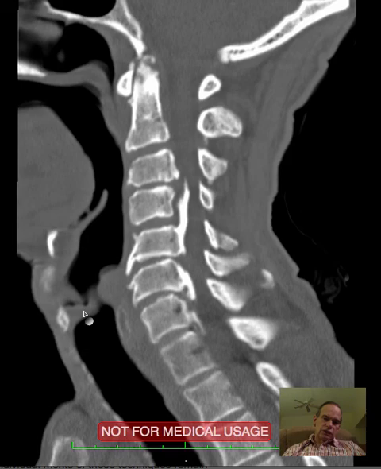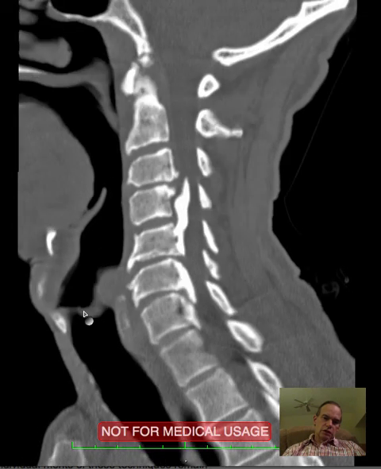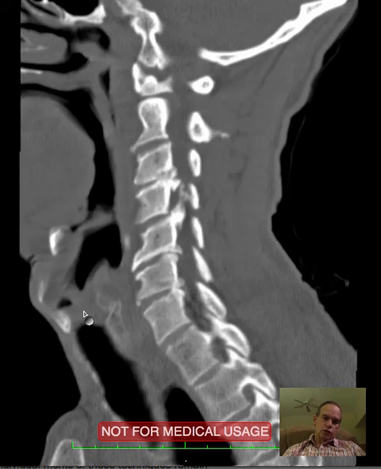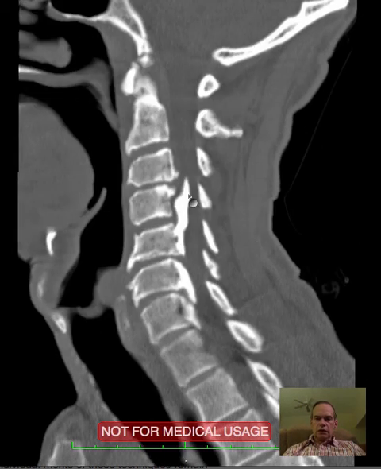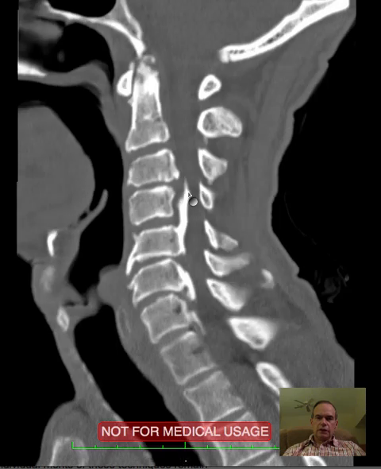And this soft tissue at this level reflects the vocal cords. Okay, OPLL, ossification of the posterior longitudinal ligament.